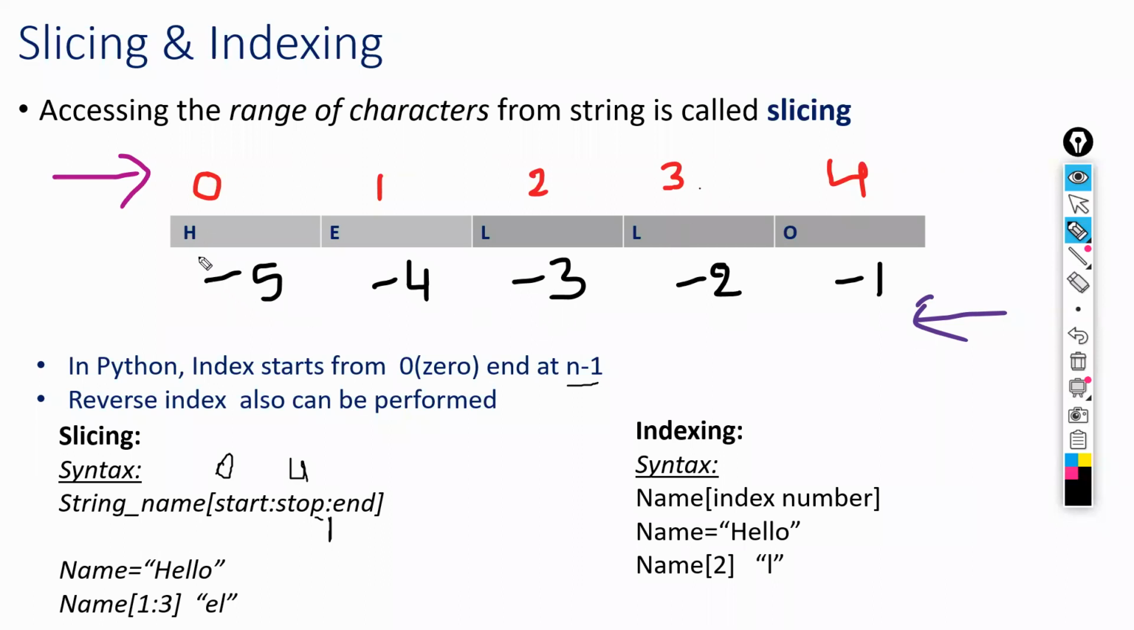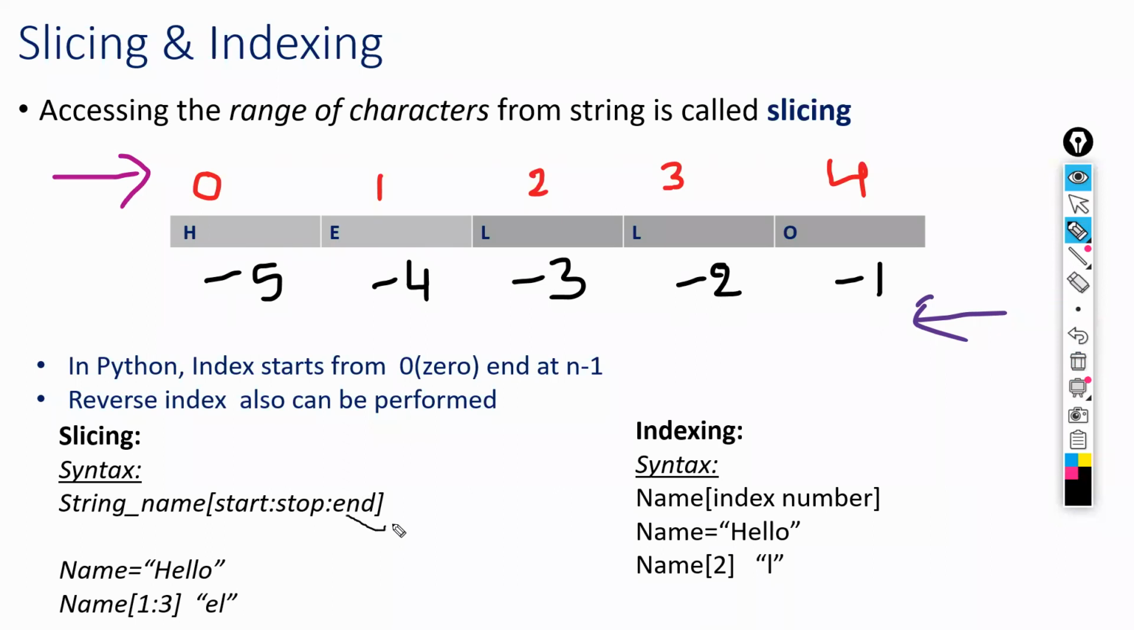If I want to access from 0 to 2, HEL, simply I'll take one extra value. 0, 1, 2, 3. What happens? I already told you, it ends at n minus 1. So 3 minus 1 is treated as 2. 0 to 2, HEL. While we are executing some programs, you will understand.